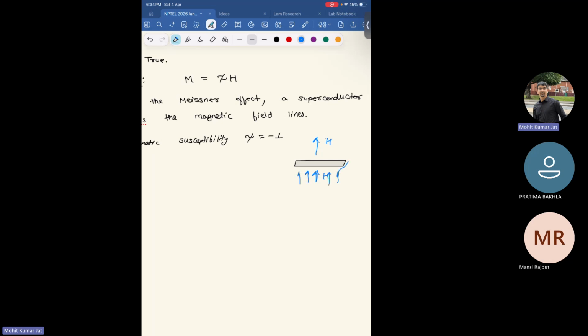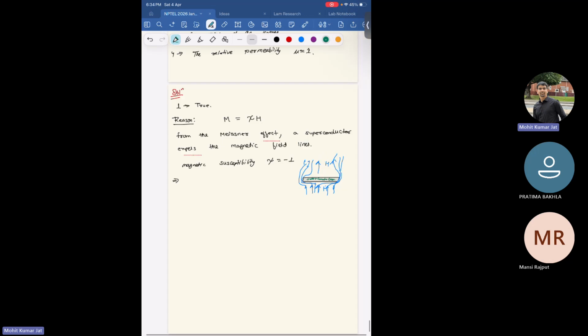They will bend and pass through nearby like this, and then again on the top they will become like this. Yeah, so they will go like this. There will not be any magnetic field threading through your superconductor. This is the superconductor, and this is known as the Meissner effect.